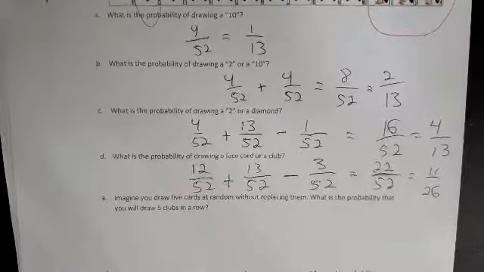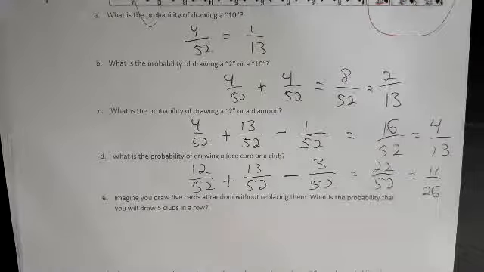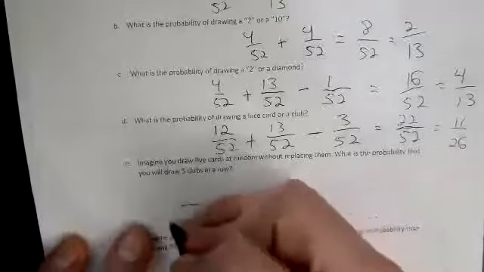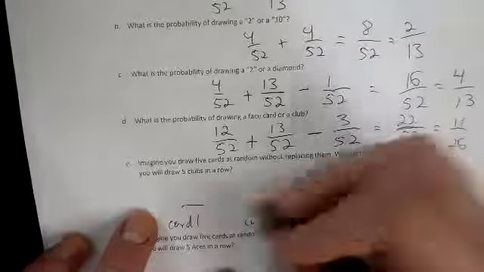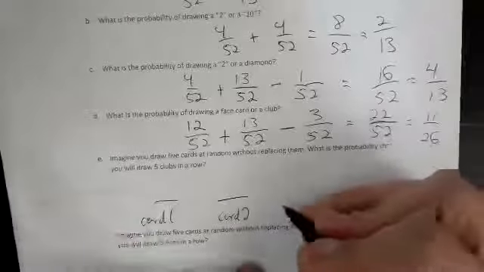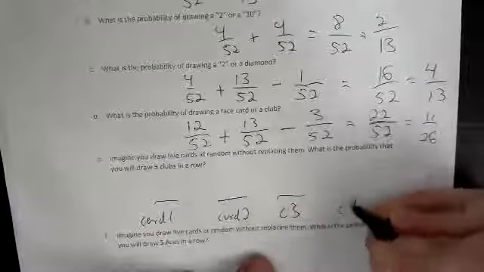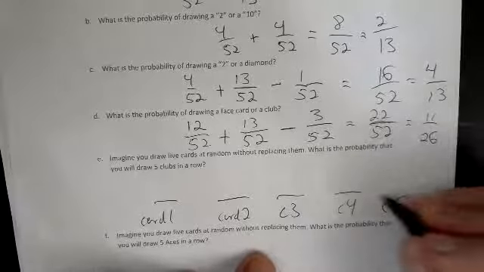Okay. All right. Let's go. We are drawing 5 cards at random without replacing. What is the probability that you will draw 5 clubs in a row? 5 clubs in a row. I would think about this as a sequence. I'm going to do card 1, card 2, card 3, card 4, and card 5.